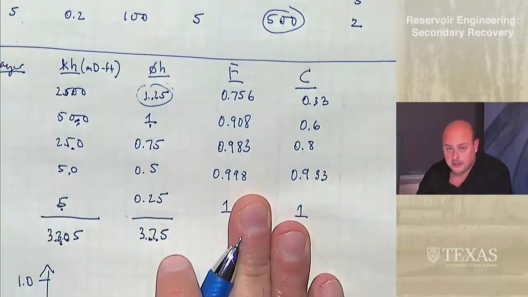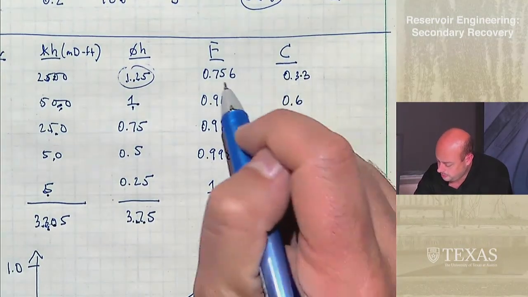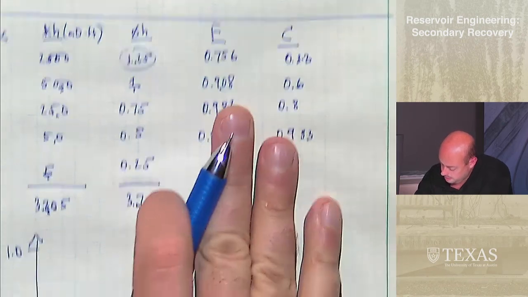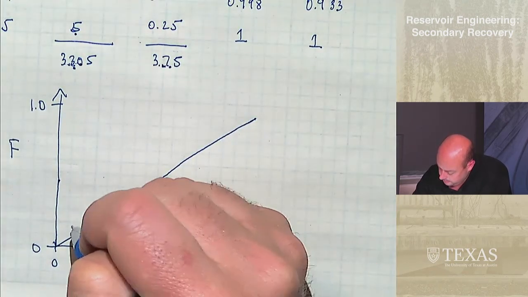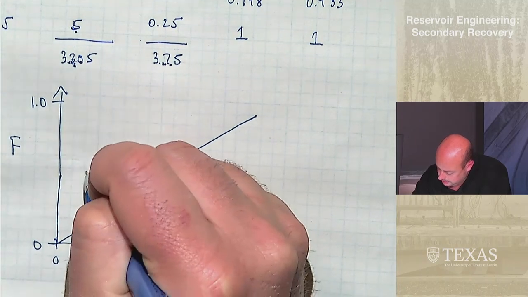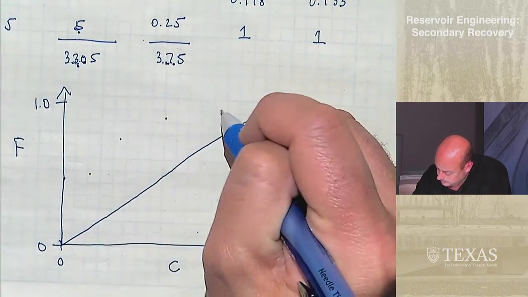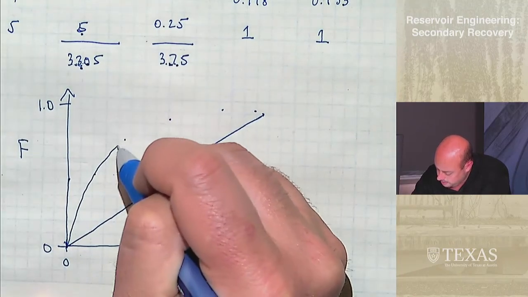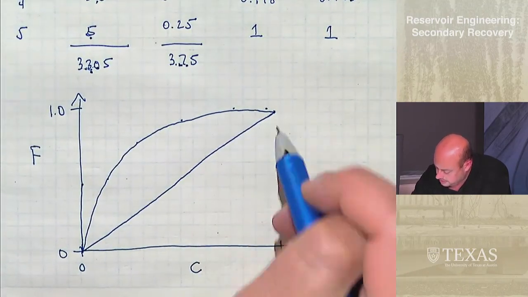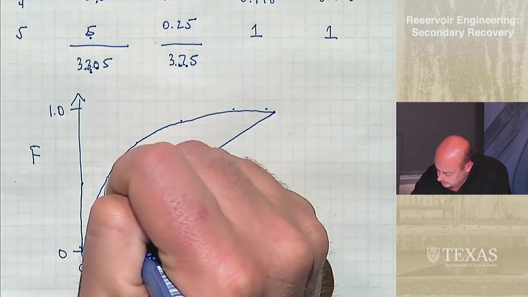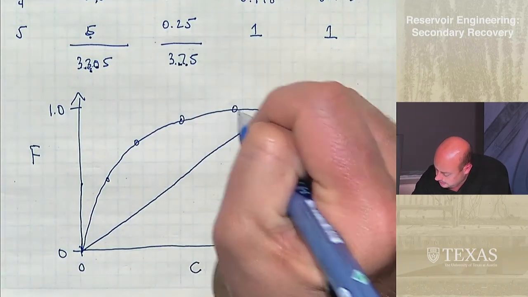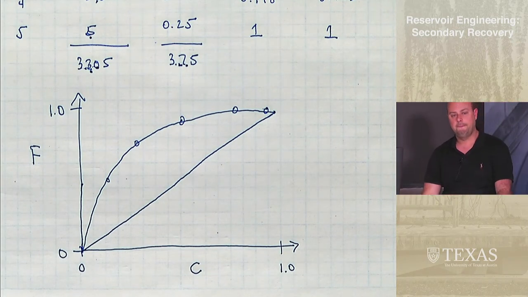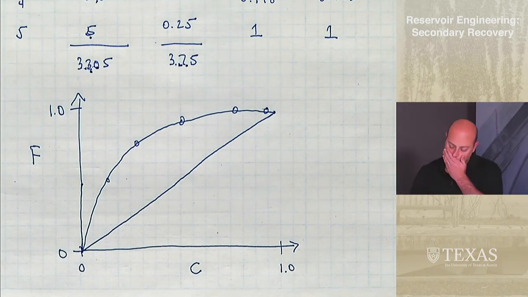Then we're going to plot our data. So at 0.33, we're going to plot 0.756. 0.6 is 0.908. And so you might get plots that look like this. And if we connect the points, maybe in real life we'd have more samples, you get something that looks like this. This is F versus C. Okay.